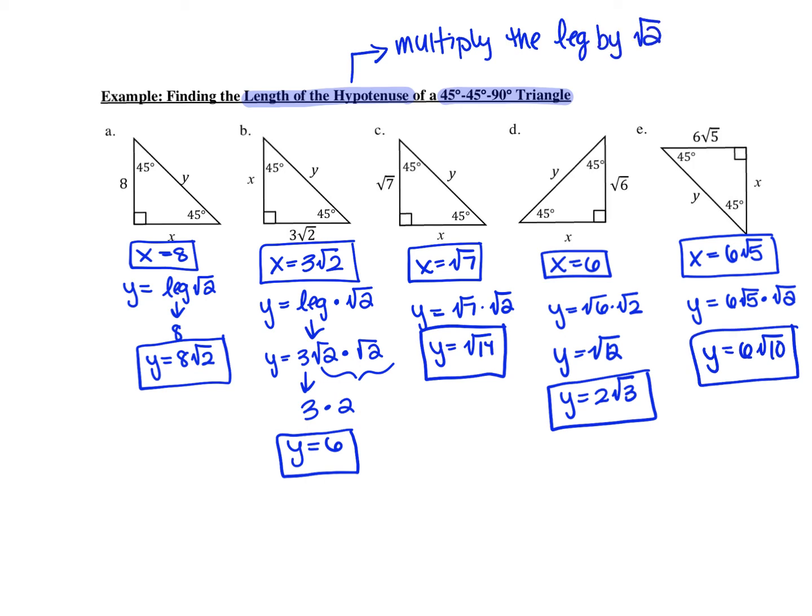by root 2. So just to review, we had 8, and then I multiplied that by root 2 for letter A. If you look at letter B, the leg was 3 root 2, and then I multiplied it by root 2. Letter C, the leg was root 7, and we multiply that by root 2. Letter D, the leg was root 6, and I multiplied that by root 2. Letter E, the leg was 6 root 5, multiply that by root 2.